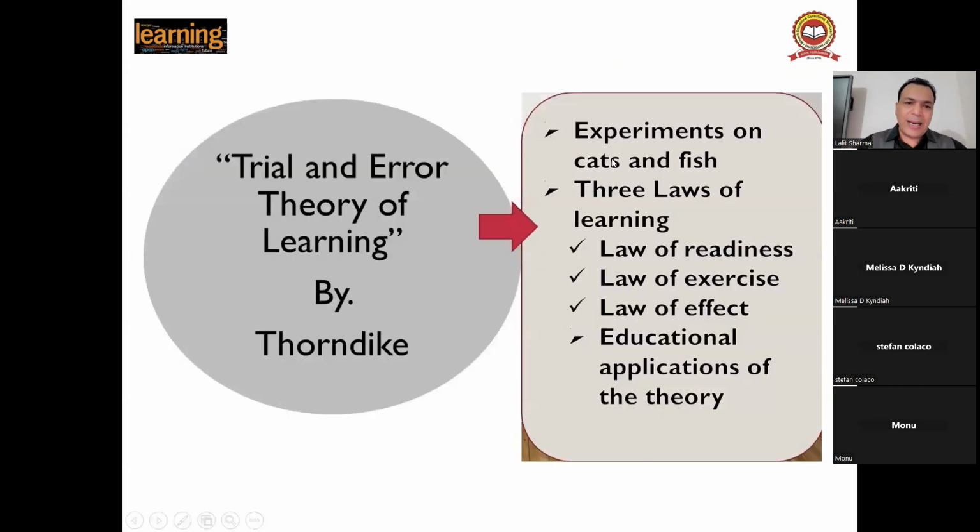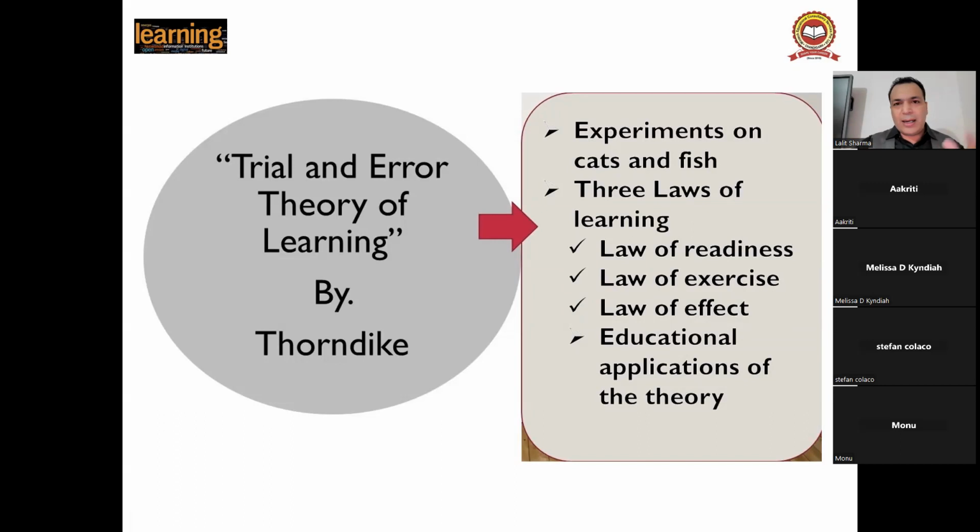So, a little bit of history we have come to know about trial and error. Second, assumptions we have done. Now what we have to learn: one experiment by Thorndike. And fourth is the three laws of learning. It is in your syllabus. Laws of learning, three laws: law of readiness, law of exercise, law of effect. And in the last, we'll discuss educational implications of this theory.